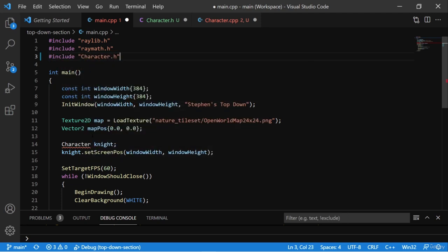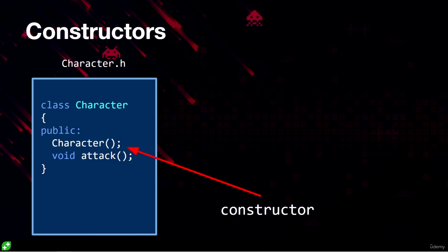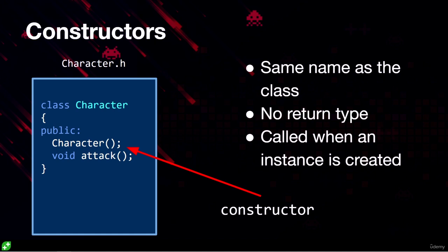Now the character will be defined. Now there's a special type of function that belongs to a class. It's called the constructor. The constructor is a function that has the same name as the class, and it has no return type. The constructor gets called whenever you create or construct a new instance of a class type. The constructor gets called when an instance of the class gets created.